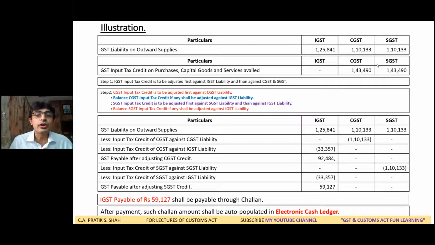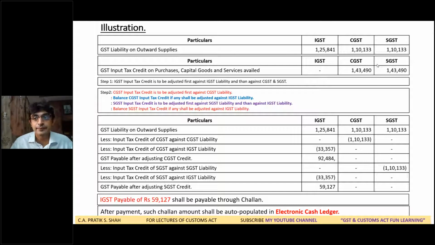Again, I am a trader of goods. I am sharing the details of April 18. During April 18, I collected GST. My GST liability was IGST 5 lakh, CGST 3 lakh, SGST 3 lakh. But during April 18, my input tax credit was IGST 6 lakh, CGST 60,000, and SGST 60,000. I want you to answer how much IGST, CGST, SGST is payable and what is the amount. Step 1, always, IGST ITC should become 0. That is your step 1.